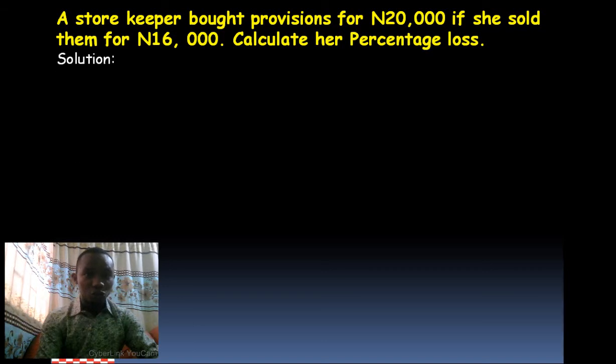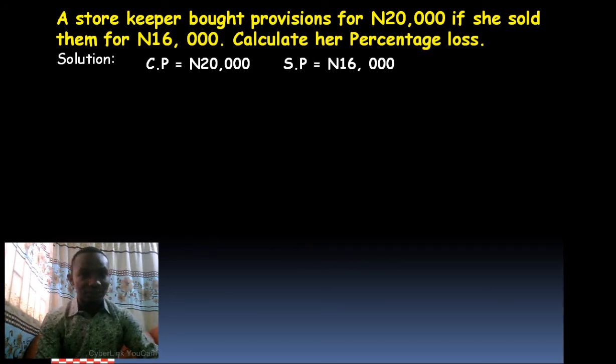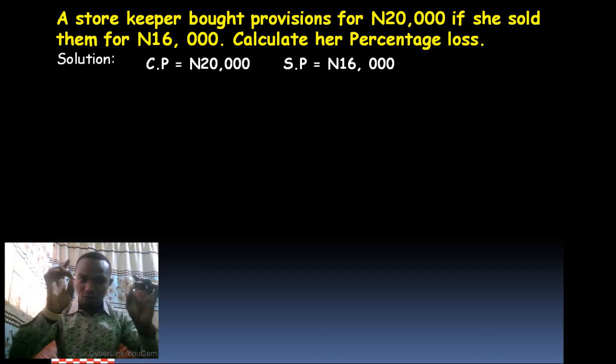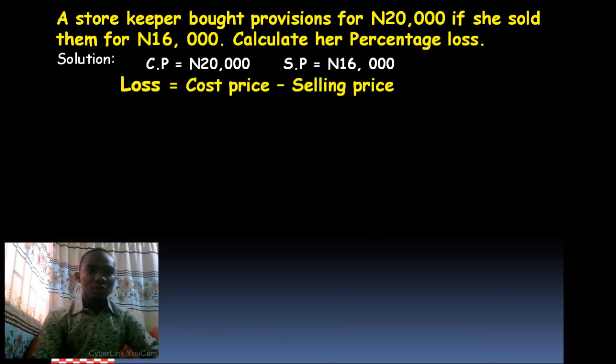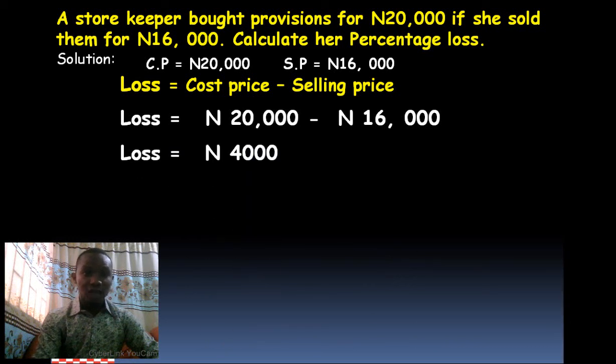The first thing we do, your solution, you write down your parameters. Cost price is 20,000 and the selling price is 16,000. And don't forget, I told you to find your loss. Good. Then we have the loss is equal to the cost price minus the selling price, right? Then our loss is now equal to 20,000 naira minus 16,000. That will give us 4,000 naira. Then I can now move on to find my percentage loss.